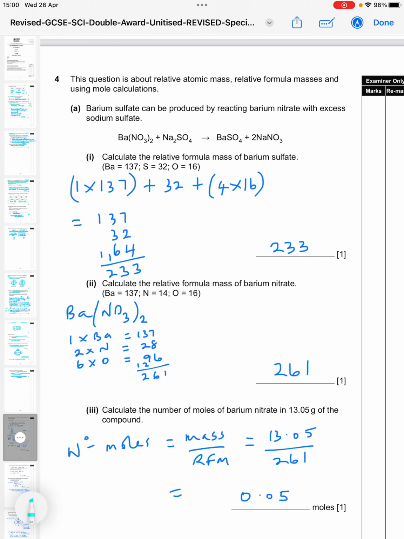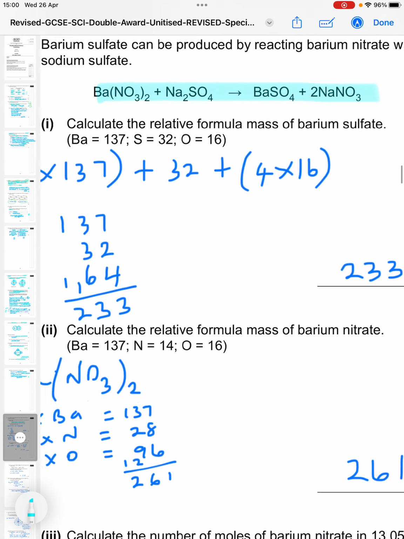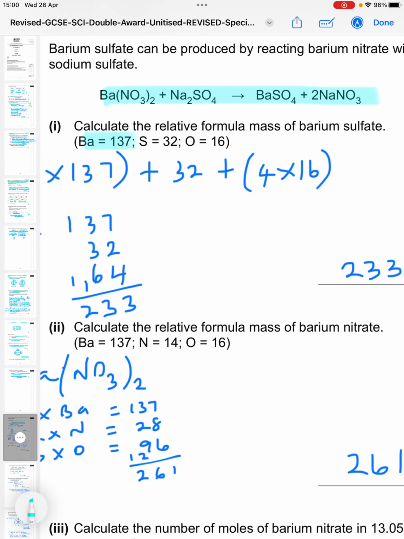Number 4, the question is about relative atomic mass, relative formula masses, and using mole calculations. So barium sulfate can be produced by reacting barium nitrate with excess sodium sulfate. And here we have the equation for that, Ba(NO3)2 and Na2SO4 gives BaSO4 and 2NaNO3. Calculate the relative formula mass of barium sulfate.